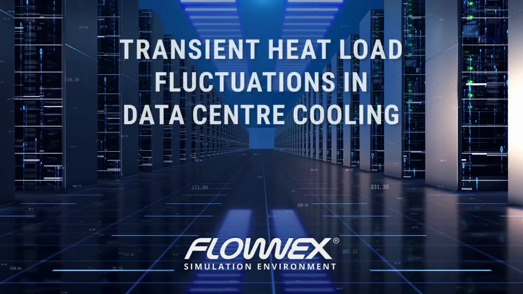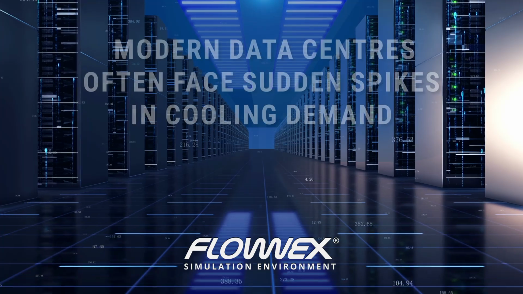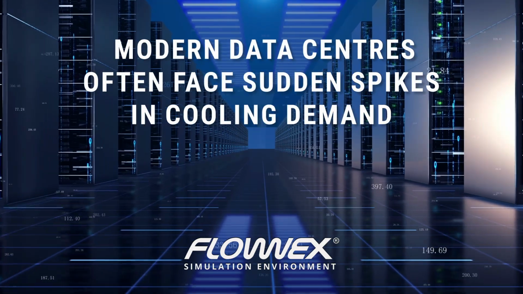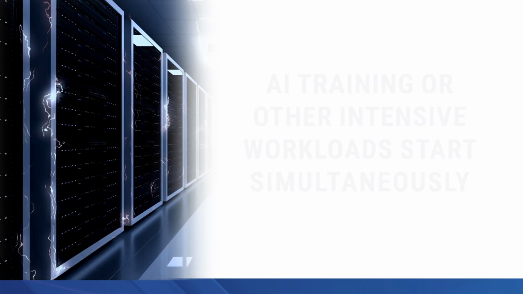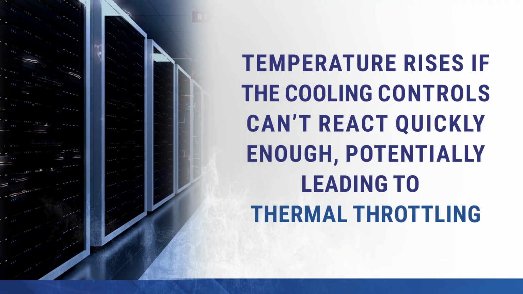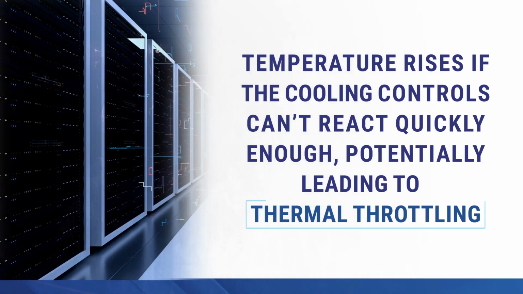Let's take a look at how Flownex models transient heat load fluctuations in data center cooling systems. Modern data centers often face sudden spikes in cooling demand, for example, when AI training or other intensive workloads start simultaneously. These rapid changes can cause temperature rises if the cooling controls can't react quickly enough, potentially leading to thermal throttling.